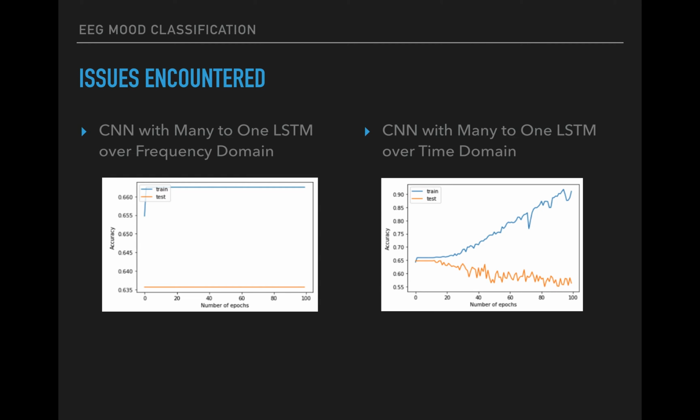One of our pre-processing methods was to apply the fast Fourier transform on the data. This transformed the data from a time domain to a frequency domain. After running this data through our models, we concluded that this model wasn't actually learning.